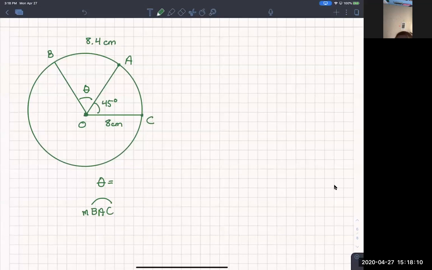All right. So tell me how you would get the angle measure. Remember the angle theta. How would you look at the diagram and tell me, based on the formulas that we've talked about, how to get the angle theta?